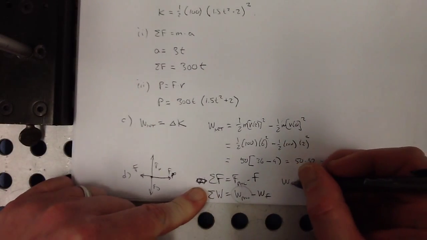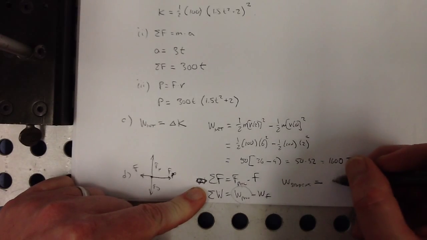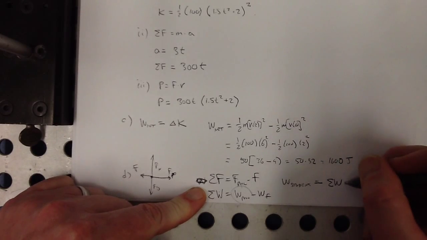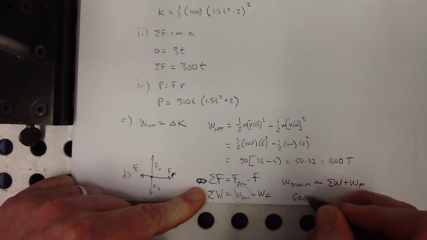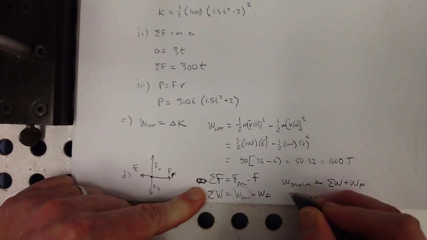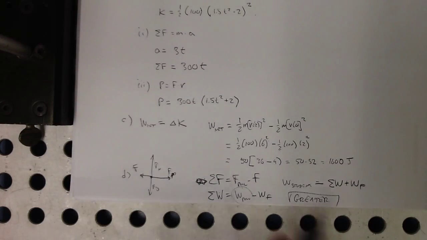So the work done by the student is equal to the net work plus the work done by friction. Right? I'm just adding that to the other side. Therefore, it is greater. And you can explain this in words if you want to. You can kind of say something like what I just said there.